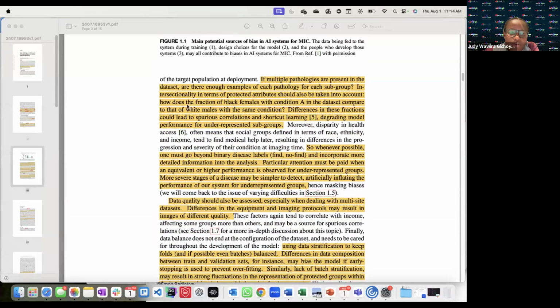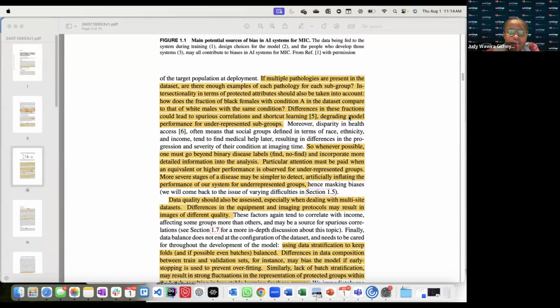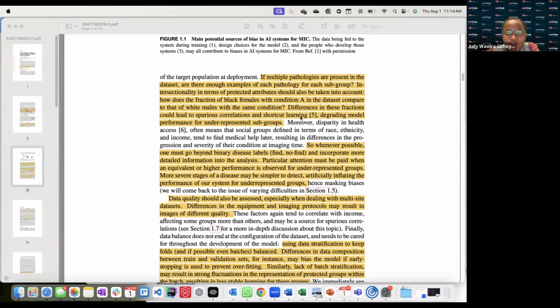For example, how does the fraction of Black females with condition A in the data set compare to white males with the same condition? Because if you have these differences in the data set, you can have spurious correlation and shortcut learning, and that degrades the model for underrepresented subgroups. The way we've been dealing with this is to come up with a label correlation map. This is super important, because if you say, I'm going to merge CheXpert with the Emory data set, you have to see the similarity.